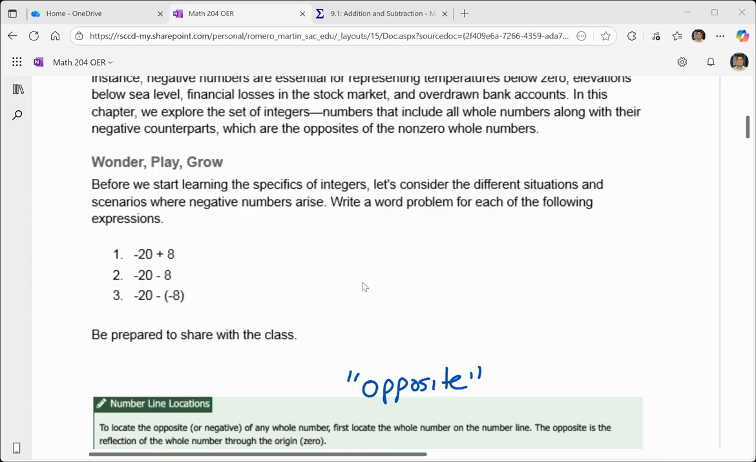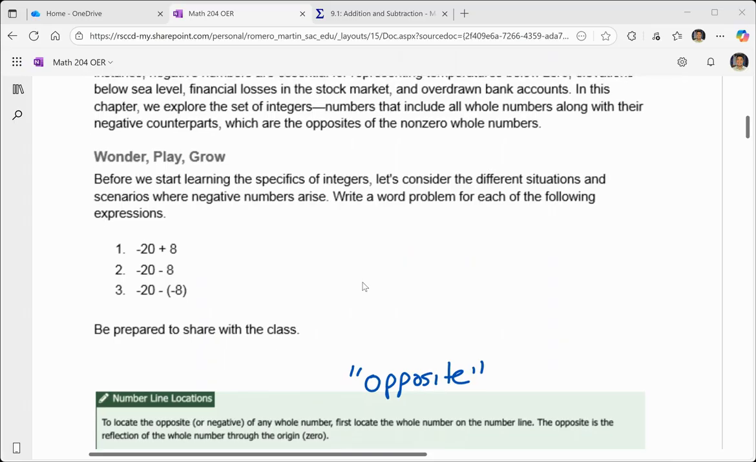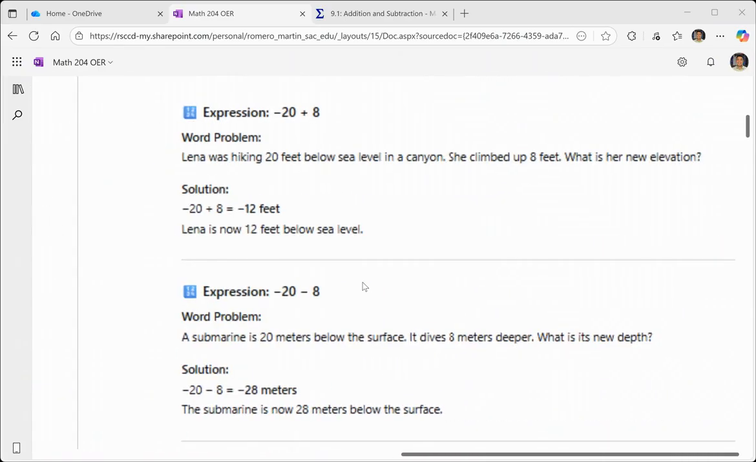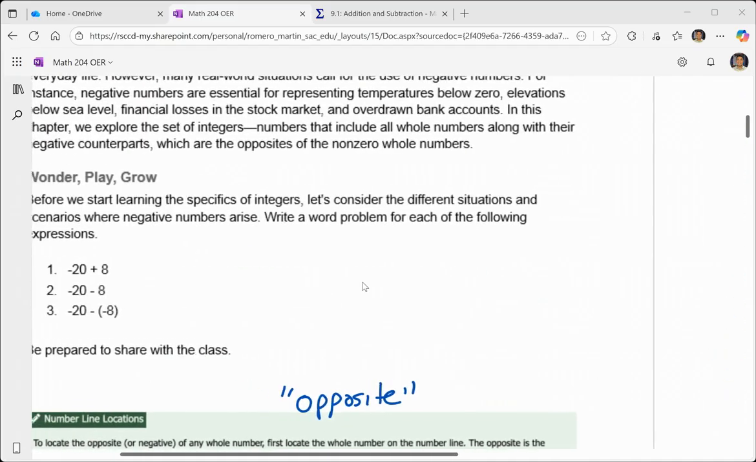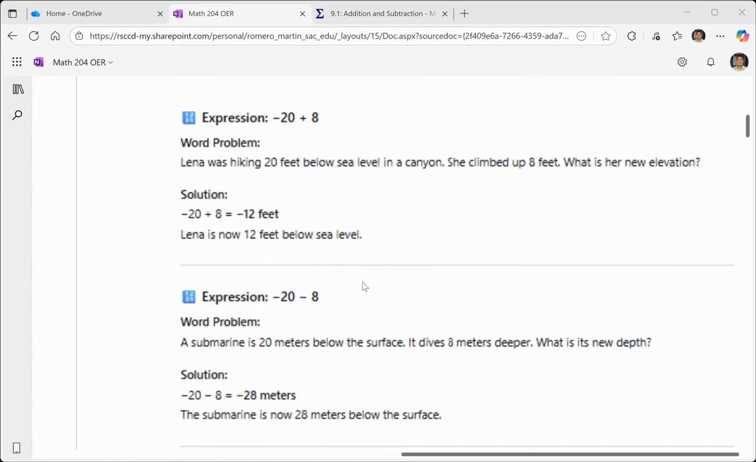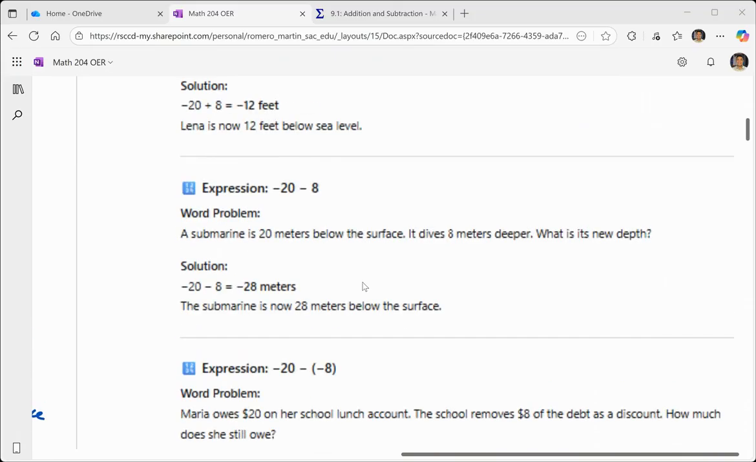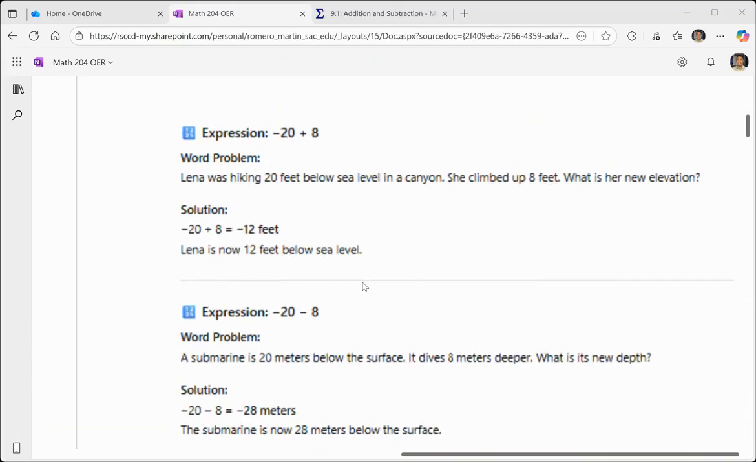This is what we would talk about in class: negative 20 plus 8, negative 20 minus a positive 8, negative 20 subtract a negative 8, right? So if we were in class, we'd have time to discuss it. I came up with some situations here. If you don't want to peek yet, think about it and then come over here. Take a look at the different word problems that are represented for each of these unique situations. It's important to think about, right?